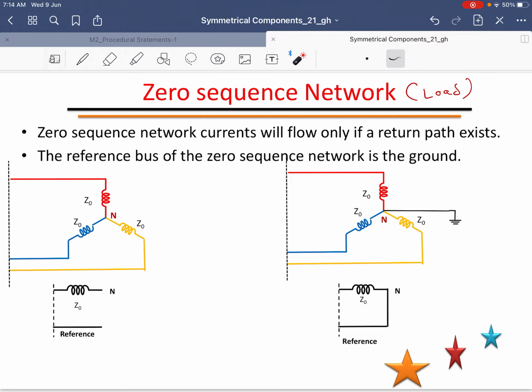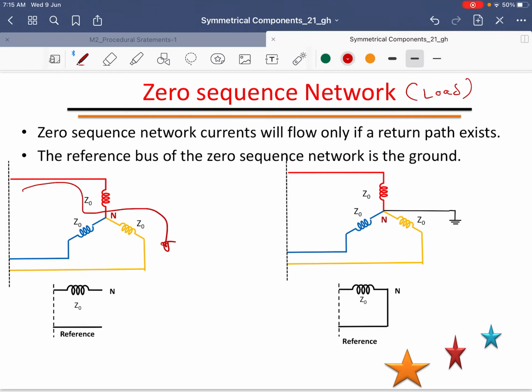For example, if you are taking a star connected load here, it is not grounded here. Therefore, there is no existence of zero sequence current here. There is no zero sequence current marked here. Therefore, there is no path for the current to flow to the ground here.